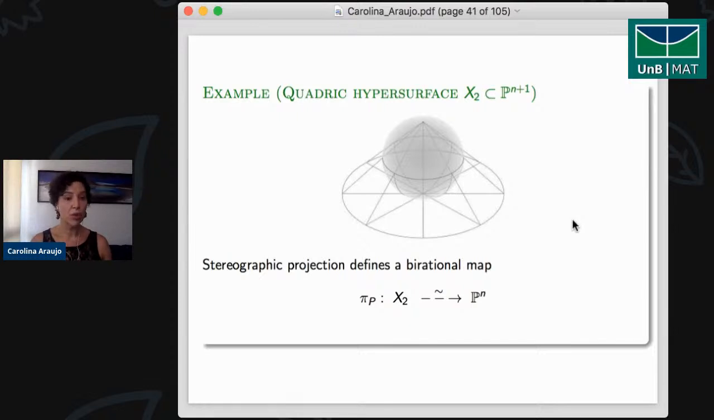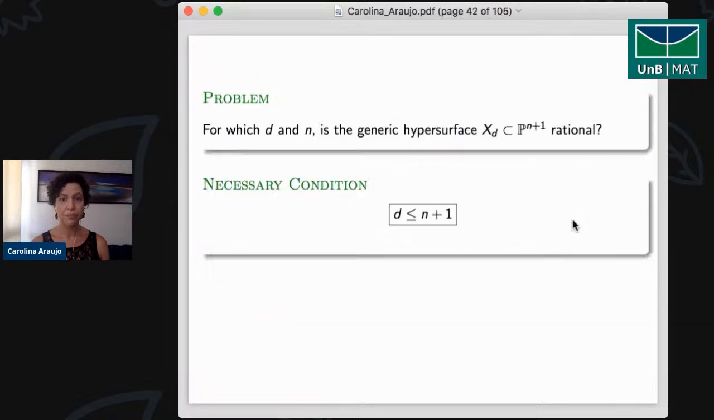One important property of the quadric is that, because the degree of the defining polynomial is 2, if you take a generic line in the projective space, it will meet our quadric hypersurface in precisely 2 points. We use this property to define the stereographic projection. We choose a general point in the quadric and then just project from this point into a hyperplane P^n. And it's easy to check that this is a birational map.